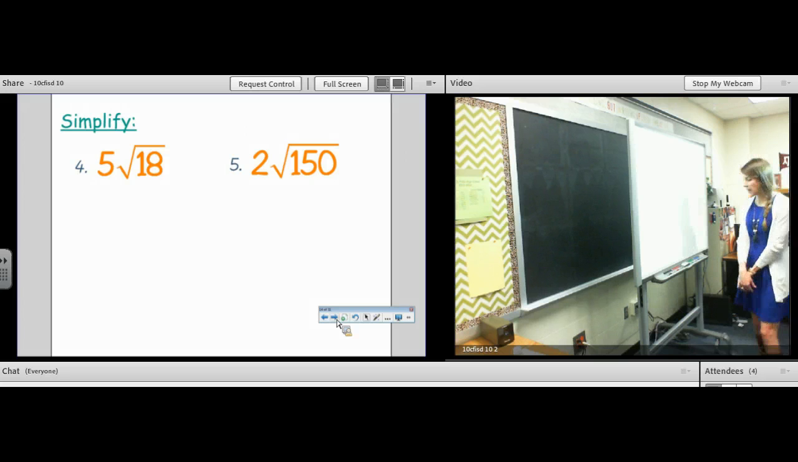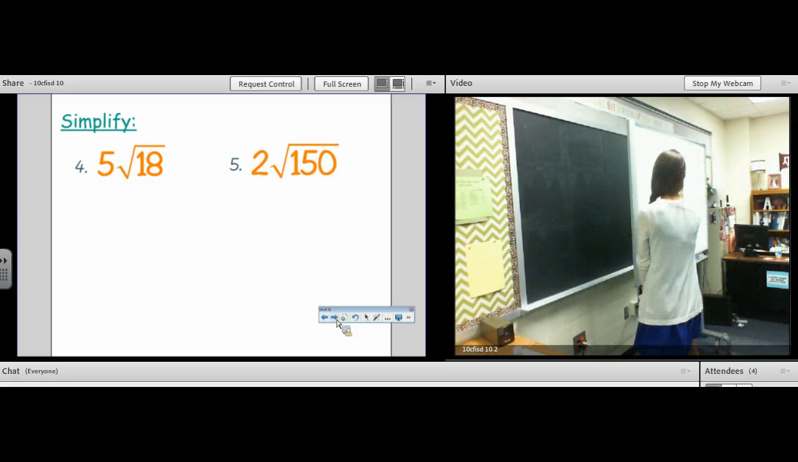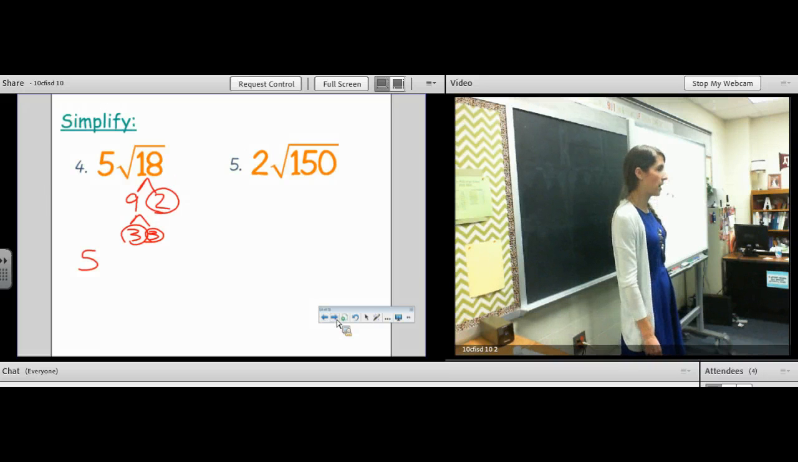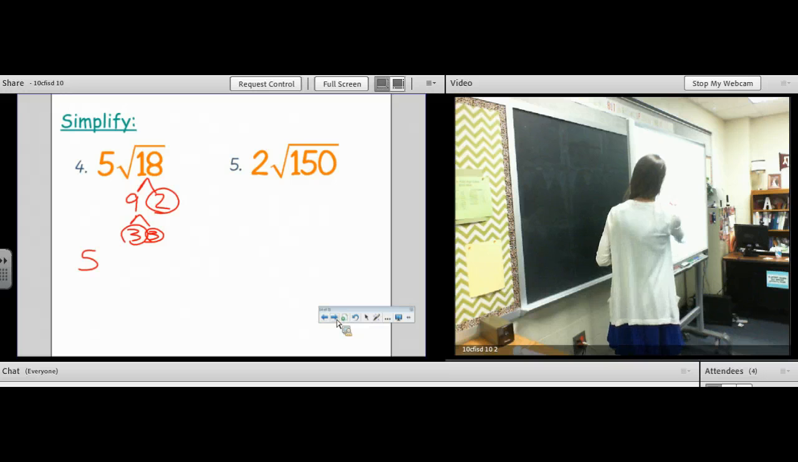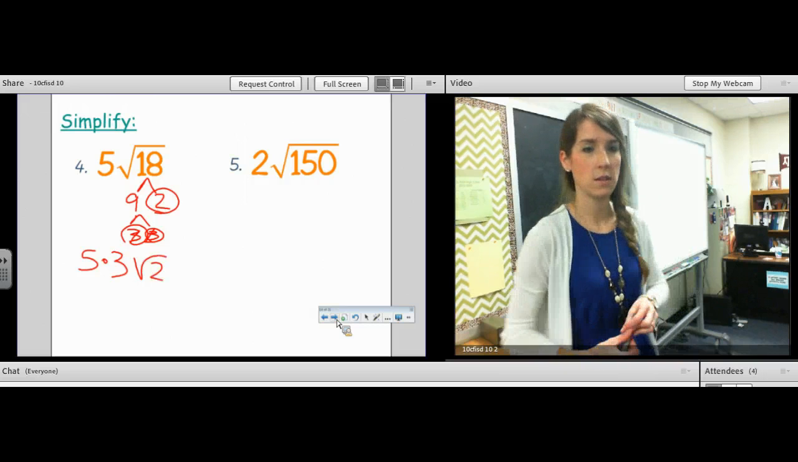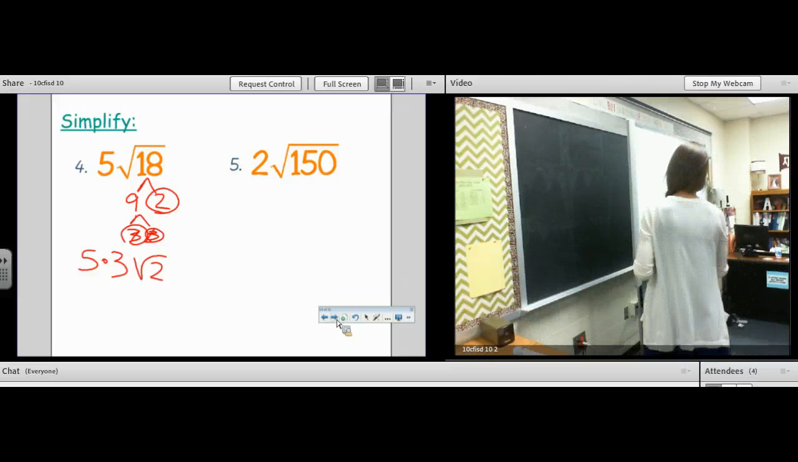Julie, what do you want to use for 18? Okay. A lot of times people forget about the number that's already outside the radical. Don't forget about that number. 5 was already there. A 3 escapes. And a 2 is left. So your final answer would be 15 root 2.